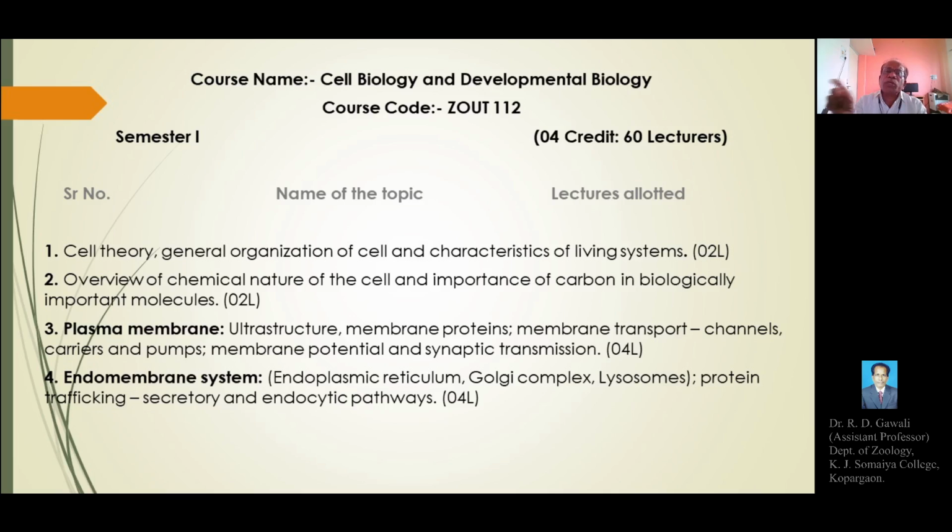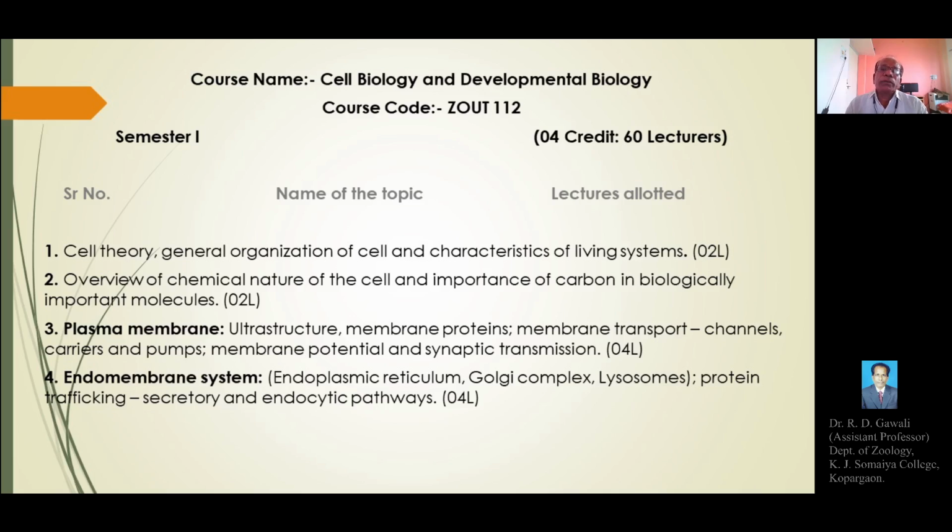So these are responsible for the process of lipid synthesis. Golgi complexes are responsible for lipid synthesis. Then lysosomes. So these are the membrane bound structures in the form of cell organelles: endoplasmic reticulum, Golgi complex, lysosomes. Lysosomes are again membrane bound structures enclosing different types of enzymes, different hydrolytic enzymes.